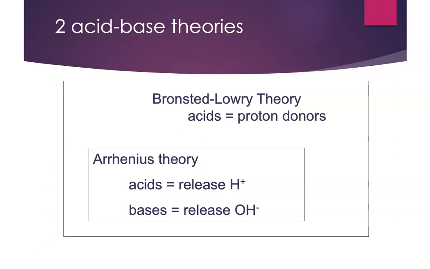Right? So in Bronsted-Lowry theory, our acids are proton donors, which is very similar to what Arrhenius said. But our bases are now proton acceptors. So we've really broadened the definition of a base, and so we can explain ammonia and things like that.